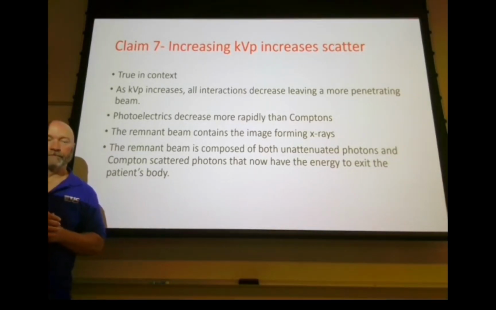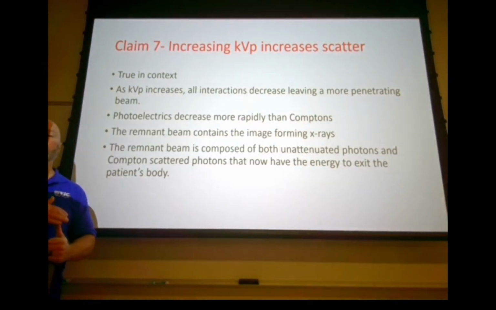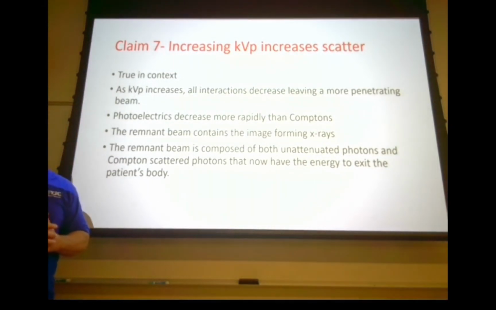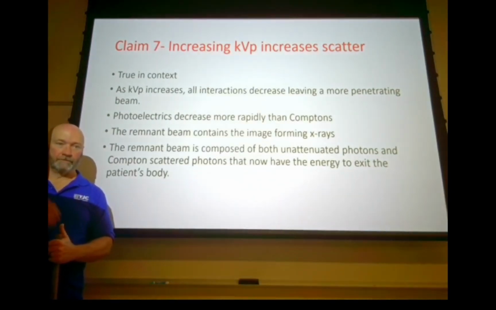So we look for, if you increase kVp, what happens to scatter creation? It goes down. Yep. But if you increase kVp, what happens to scatter post-patient, or at the image receptor? It would go up. Okay.